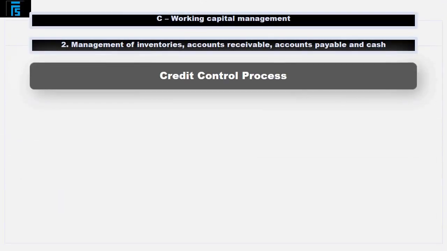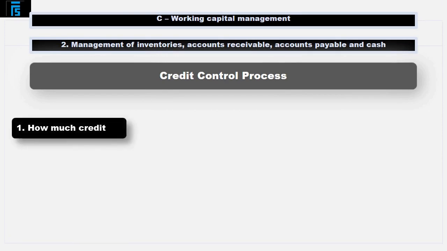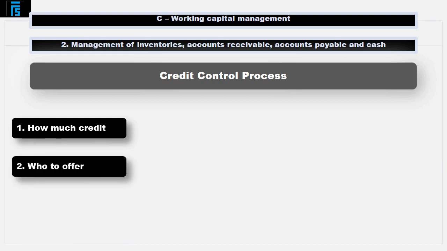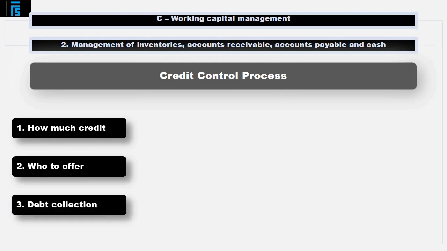The process can be broken down into 3 broad categories. 1. Determining whether to offer credit and how much. 2. Deciding who to offer credit to. And 3. Debt collection. Whether or not to offer credit will, to some extent, be influenced by the market and customer expectations. However, the company will also need to consider what it can afford. This latter aspect is discussed in more detail in the working capital cycle presentation.